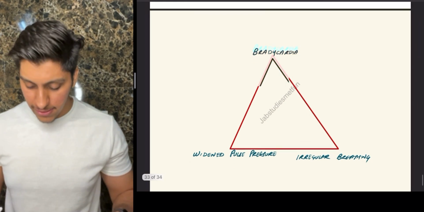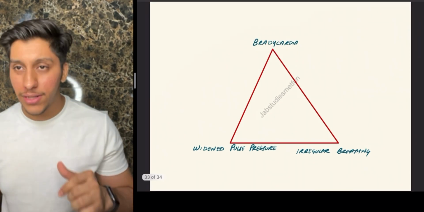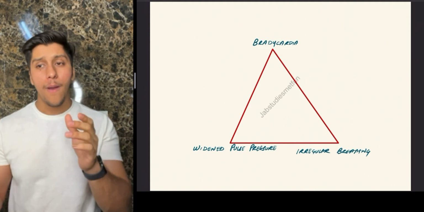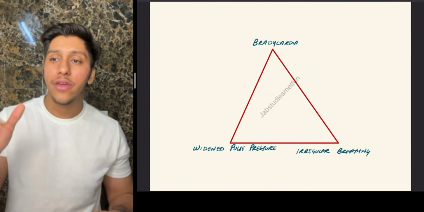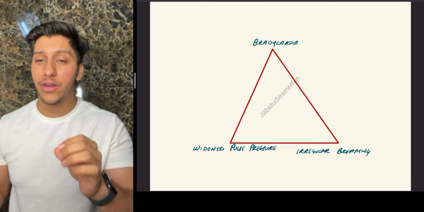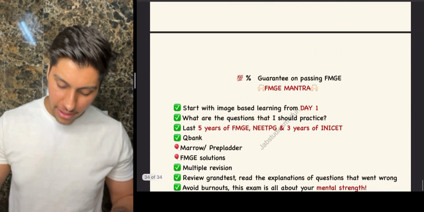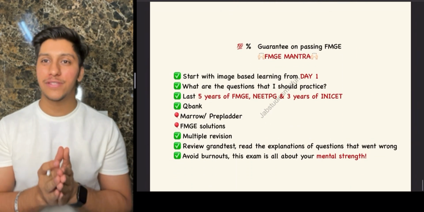The last thing is, like as we do it always, identify what is this triad. Patient comes with a history of road traffic accident, bradycardia, widened pulse pressure and irregular breathing. Patient also had raised ICT. Identify this triad.